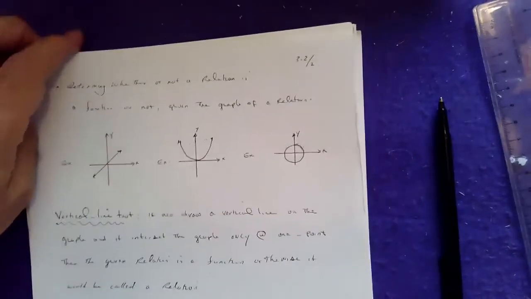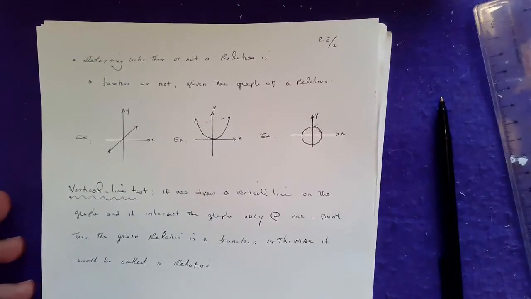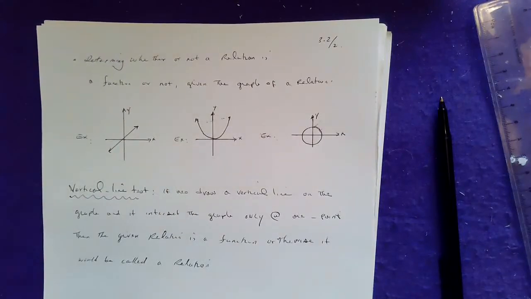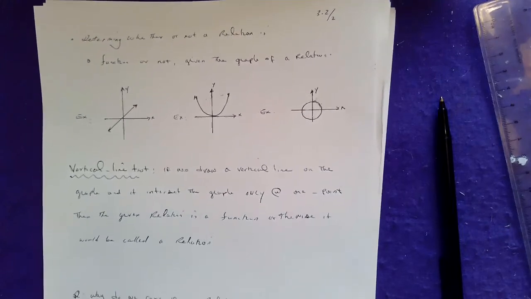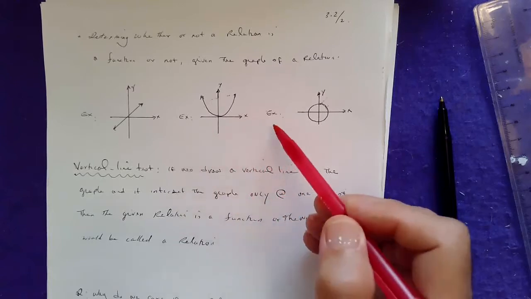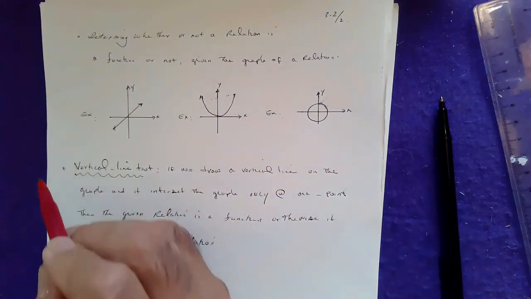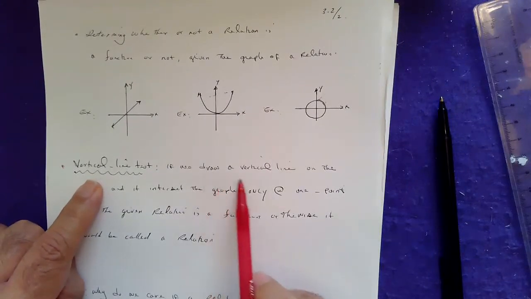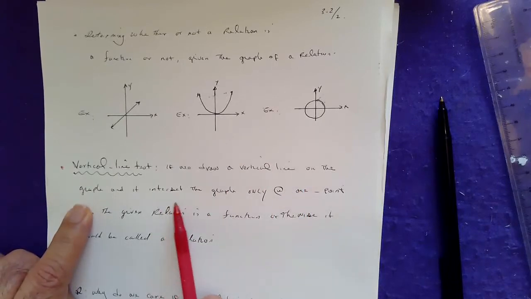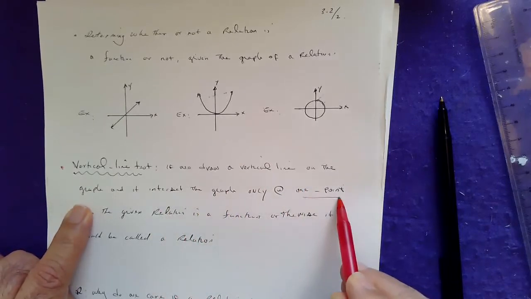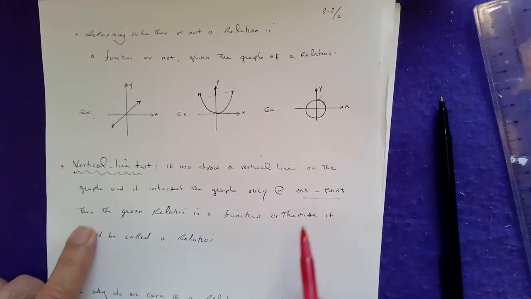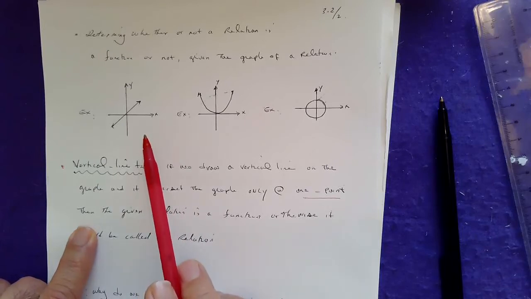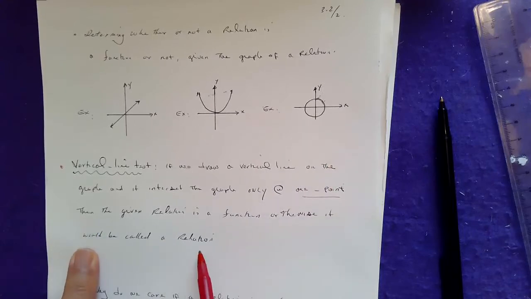Sometimes they give us graphs or pictures and ask, can you tell which of these graphs belong to a function? In order to do that, I don't have ordered pairs, I have a bunch of pictures. So we have a test, as some of you may know, called the vertical line test. That means if we draw a vertical line on the graph and it intersects the graph at only one point, then the given relation is a function. That means the picture is a picture of a function. Otherwise, it will be called a relation.